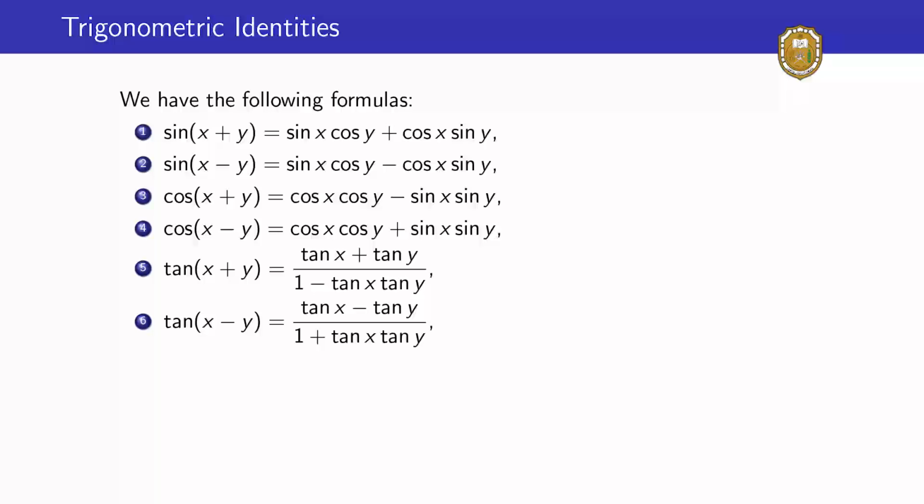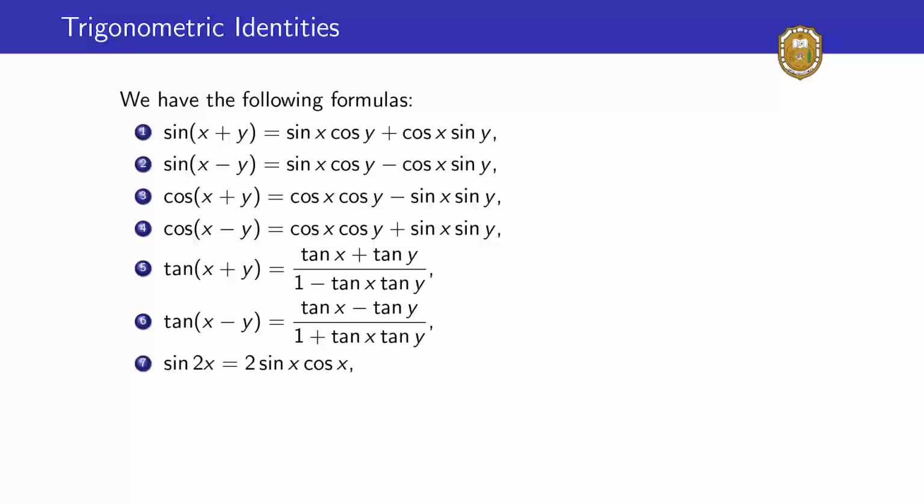Formula 7 is called the double angle formula for sine. It is derived from formula number 1. So if you set x to be equal to y in formula number 1, then you get sin(x + x), and that would be sin 2x. So that gives rise to the double angle formula for sine, which is sin 2x is equal to 2 sin x cos x. This is obtained from formula 1 by setting x equal to y.